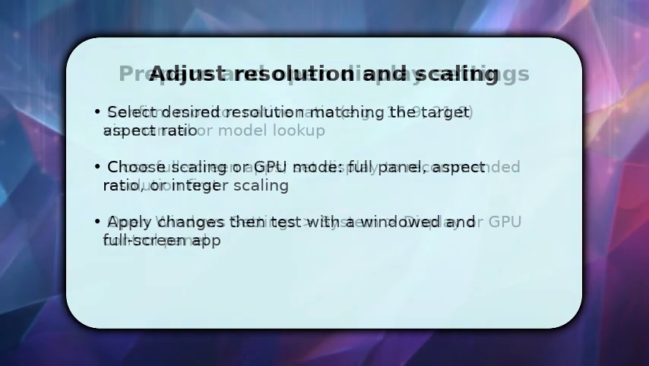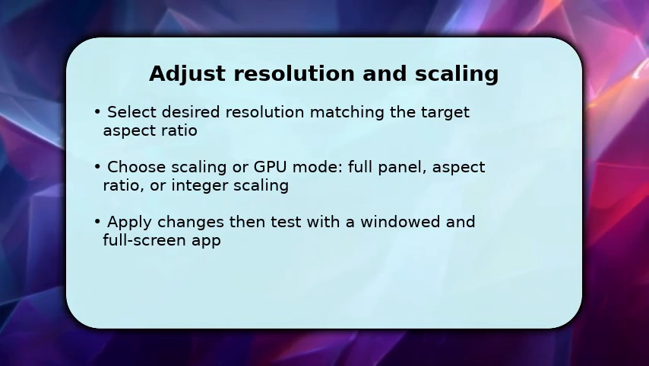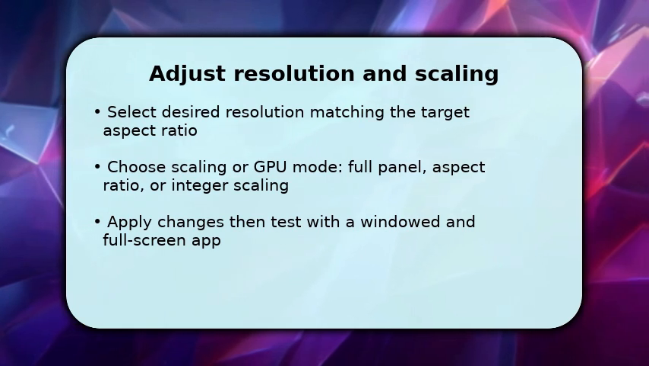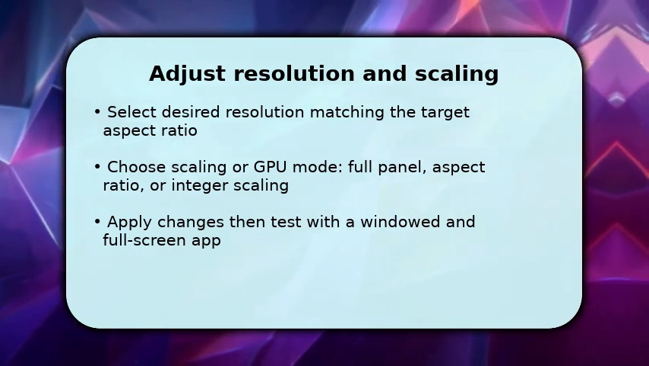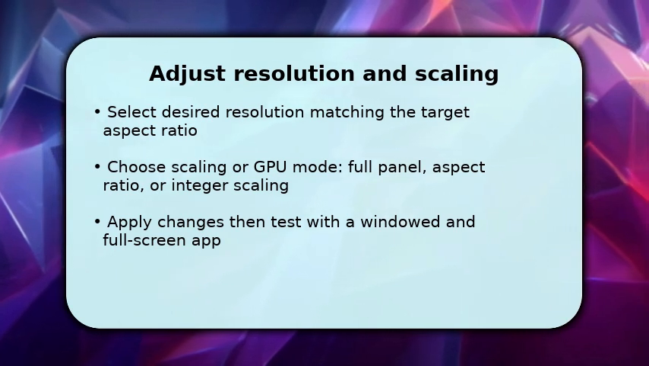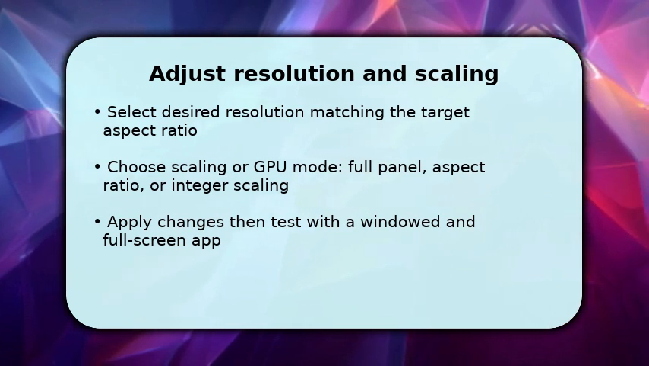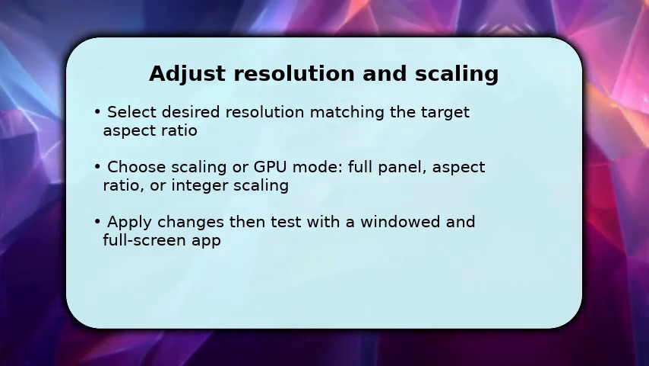You now pick the resolution that matches the aspect ratio you want and apply it. In GPU control panels, choose scaling mode. Aspect ratio preserves proportions, full panel stretches, integer scaling keeps pixel-perfect sharpness. For older apps, enable GPU scaling and set the override if needed.